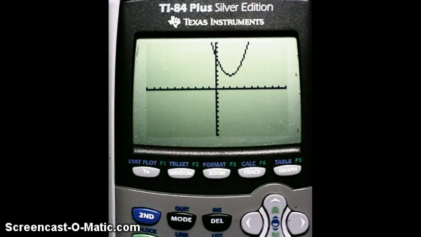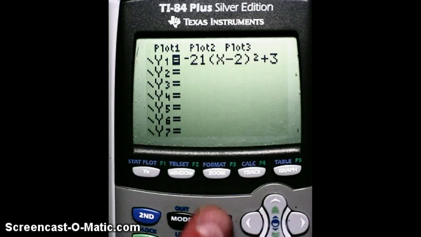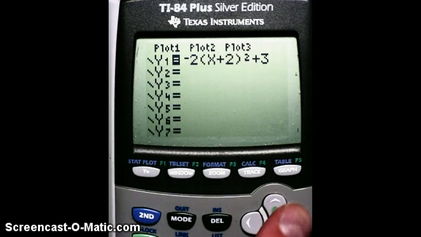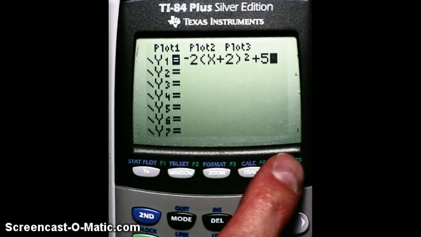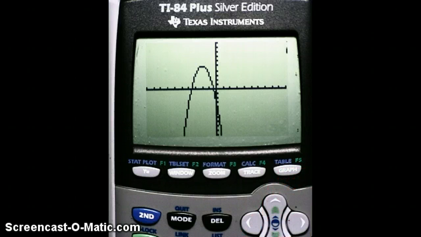Let's see. What if I did this? I'm going back here. I'm going to insert a negative and put a 2 here. I'm going to go plus 2, and let's see, plus 5. Okay, which way will the graph move? Well, it appears to be flipped to the left and up.